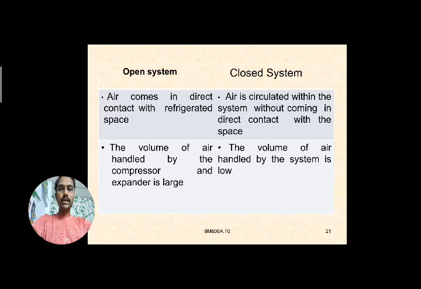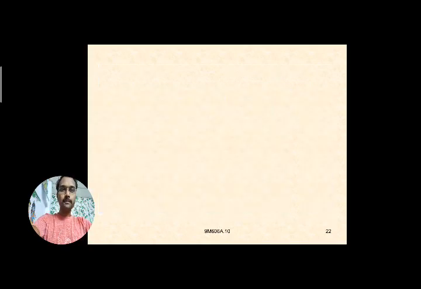It is at atmospheric pressure condition. It is absorbing the air, so the volume of air handled by that equipment is very high. So the compressor and expander component size will be large. Whereas in the closed system, the volume of air handled by the system is low. I already explained the reason: the suction pressure is more than the atmospheric pressure in the closed system. That is the reason the volume of air handled by the particular equipment is low compared to the open system. So this is the second point regarding the difference between open and closed systems.